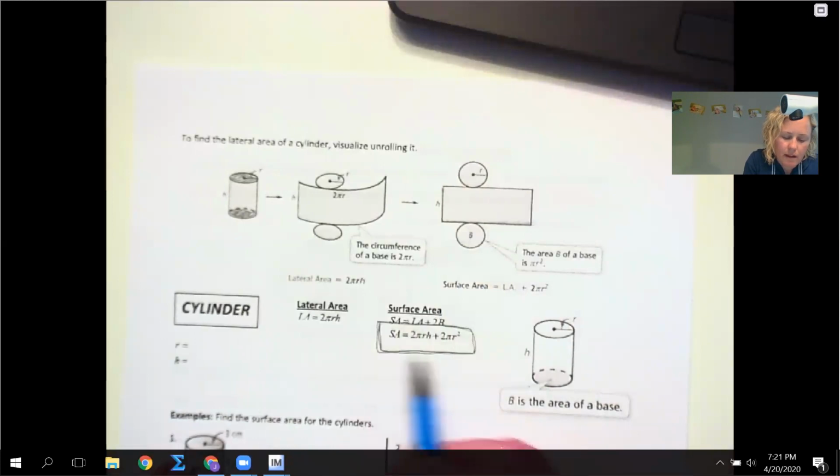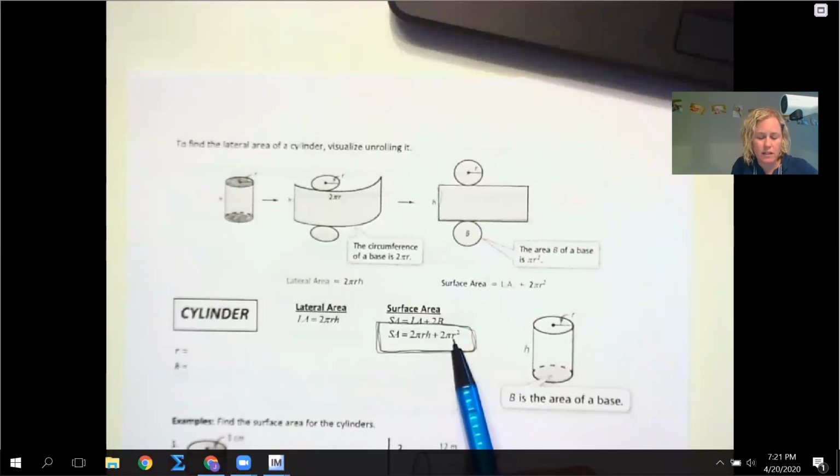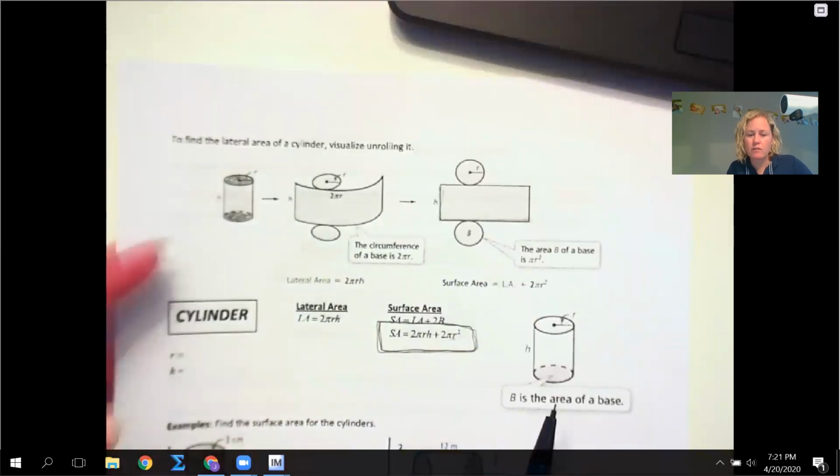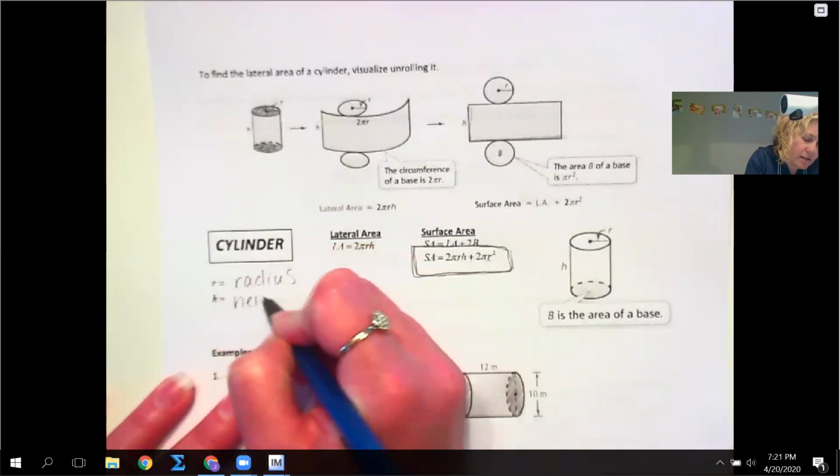Okay? It is circumference times height, so 2 pi r h times height, plus add on 2 bases. And our bases this time are always going to be circles, and you always find the area of a circle by doing pi r squared. So this is your surface area formula. R is for radius, and H is for height, of course.